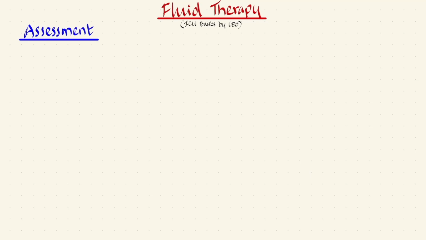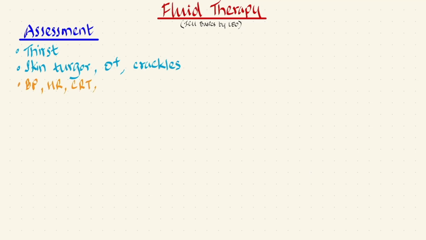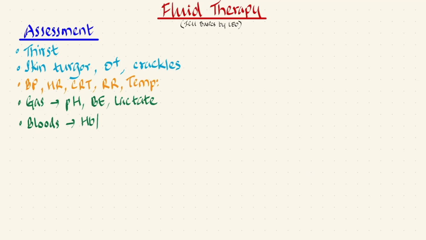If the patient is conscious, we can simply ask if they're thirsty. Moreover, we can examine the skin turgor, any peripheral or dependent edema, any lung crackles, and check the vitals such as blood pressure, heart rate, capillary fill time, respiratory rate, and body temperature. We can also have a look at blood gas for pH, base excess, and lactate, and also lab tests for hemoglobin, hematocrit, urea, creatinine, sodium, and other electrolytes.